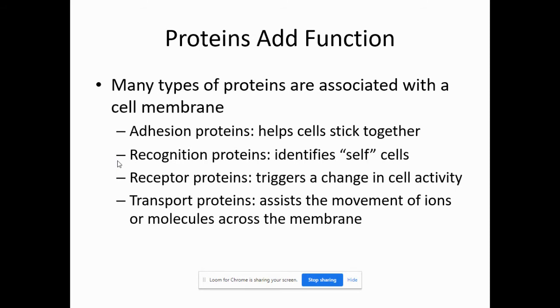You have receptor proteins that, when they are associated with some molecule, can trigger a change inside the cell. So if a molecule from the outside of the cell comes and binds to that receptor protein, through a series of chemical reactions, it can trigger a change inside the cell. And then you have transport proteins, and these proteins assist the movement of ions and molecules across the membrane that wouldn't be able to otherwise.